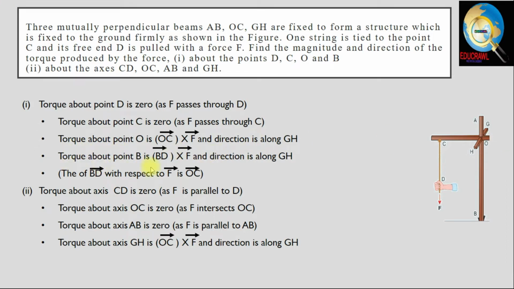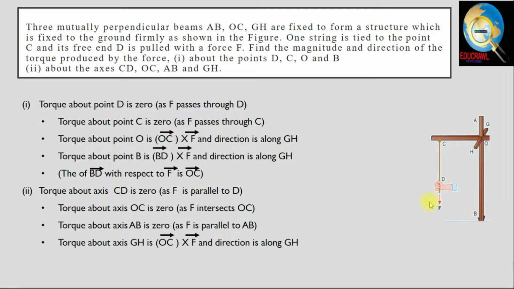Torque about the point B. The point B is lying here. So here also the torque is given by the perpendicular distance, which is BD. B to D is the perpendicular distance, and the force is given by F. So F into BD will give you the torque about the point B.